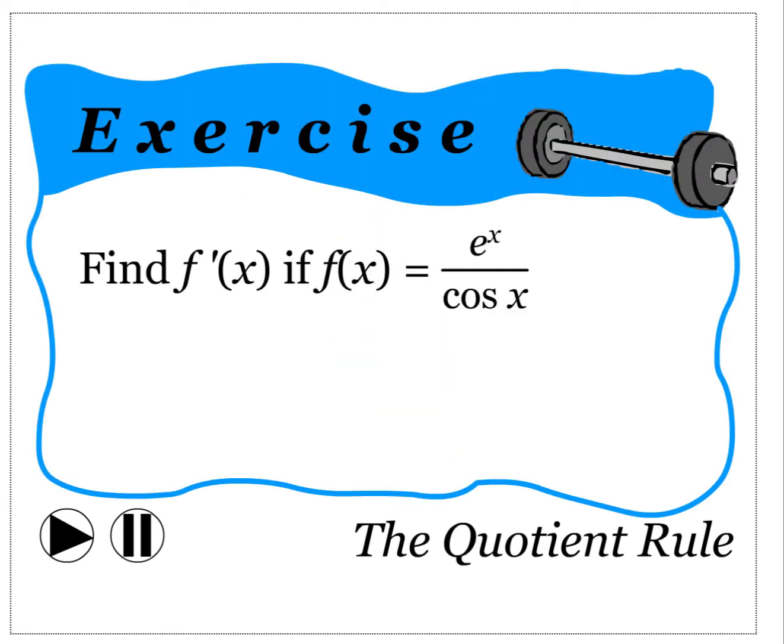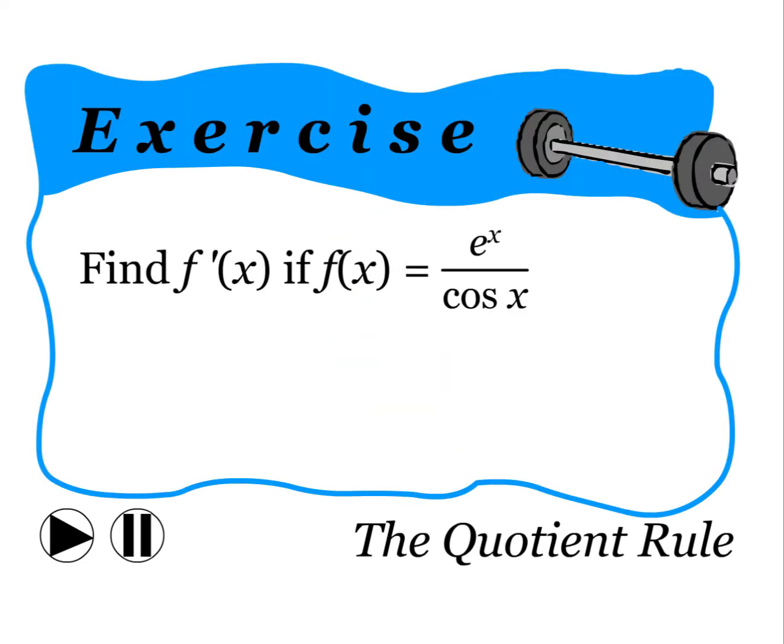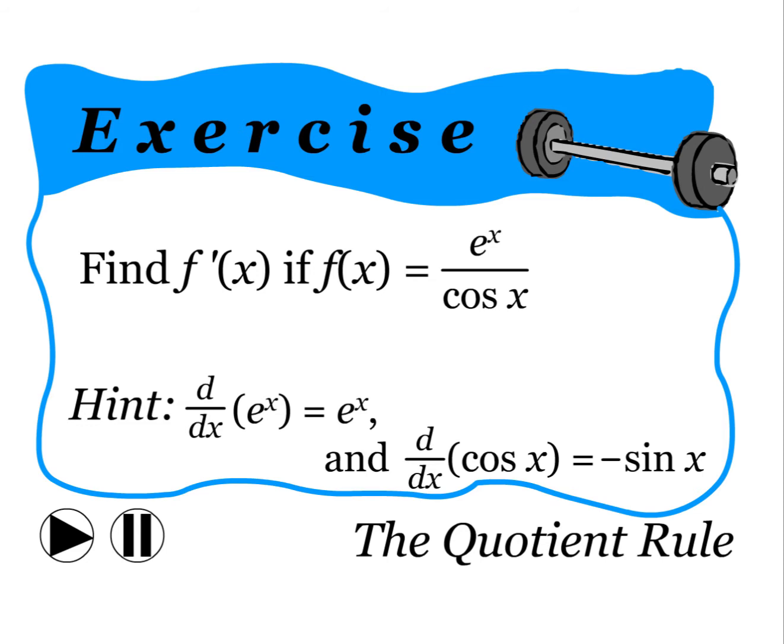What's the derivative of f of x is equal to e to the x divided by cosine of x? Now, in case you're not sure what to do, here's a couple hints. The derivative of e to the x is e to the x, and the derivative of cosine of x is equal to negative sine of x. Go ahead and work it out on your own, and once you've decided what you think the answer is, click the appropriate button.